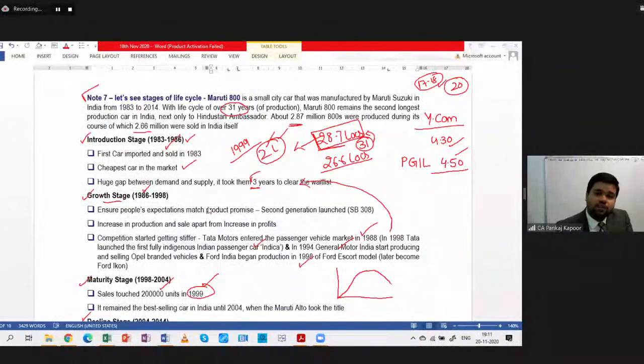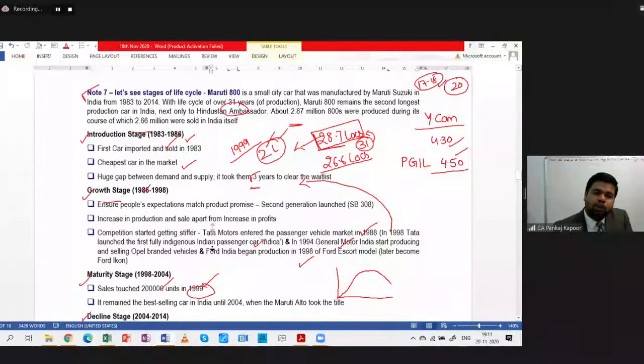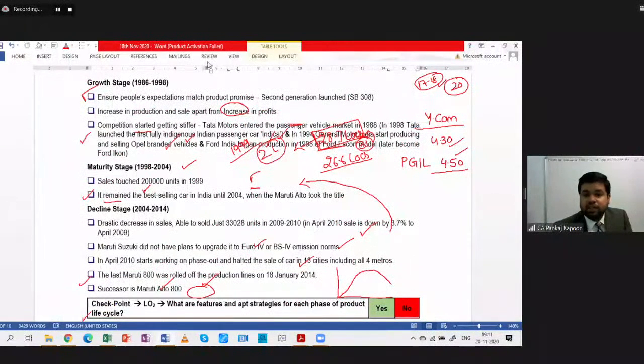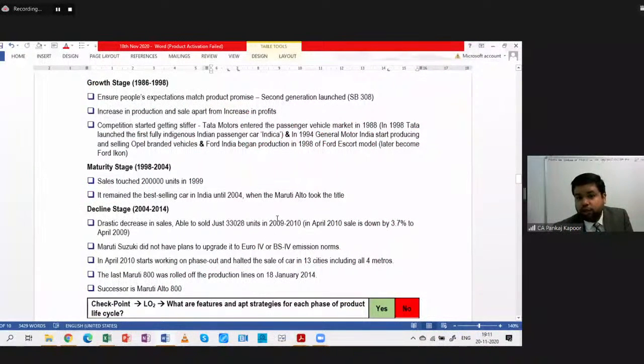What happened to Maruti, friends? In the year 2004, Maruti did not remain the best selling car in India. Maruti was replaced by their own Alto. In the year 2004, the sale of Maruti started seeing a decline. So what happened in the years 2009 and 10, the sale volume reduced to 33,000, and in the year 2010 itself, they signed the shutdown plan, how they would slowly shut down the production.